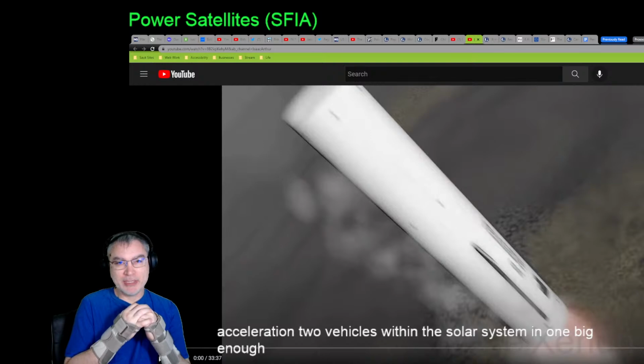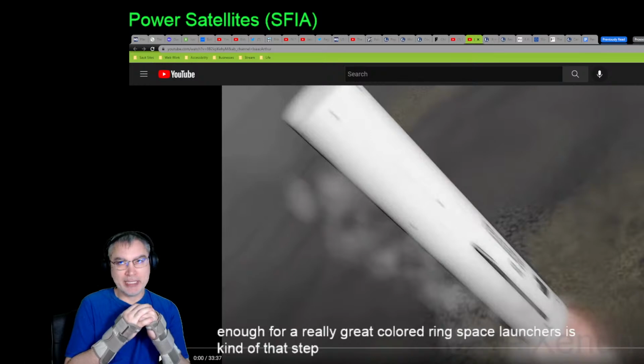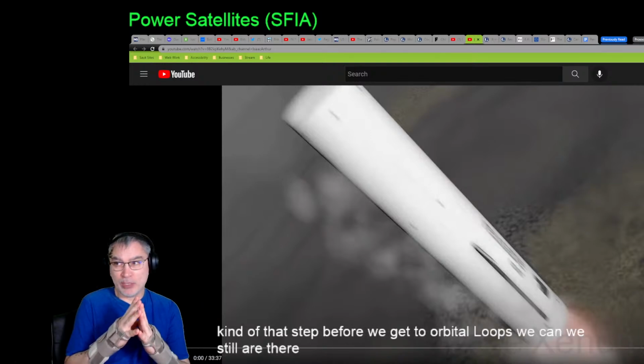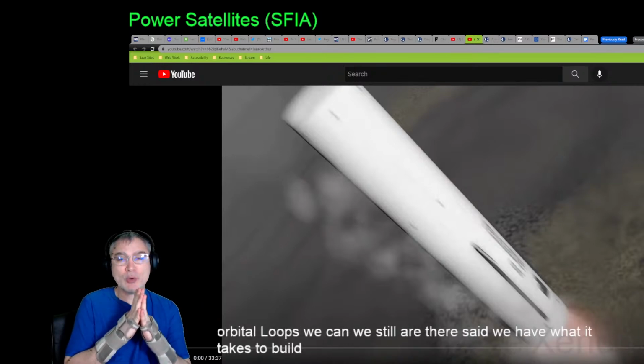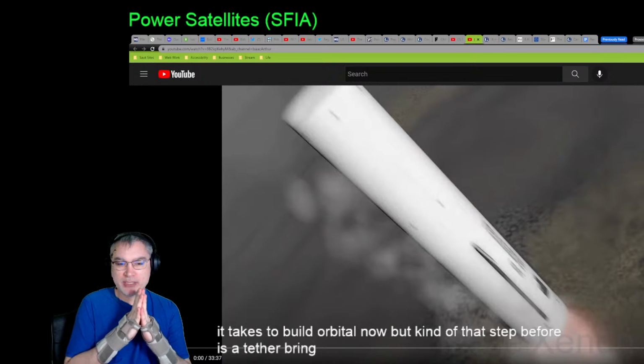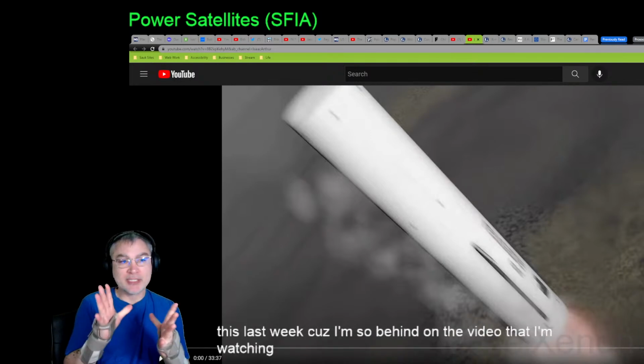So power satellites are really great. Tethered ring space launchers is kind of that step before we get to orbital loops. Like Arthur said, we have what it takes to build orbital loops now, but kind of that step before is a tethered ring. This came out a month ago, and we just watched it last week because I'm so behind on the videos that I'm watching. So we'll watch this again.